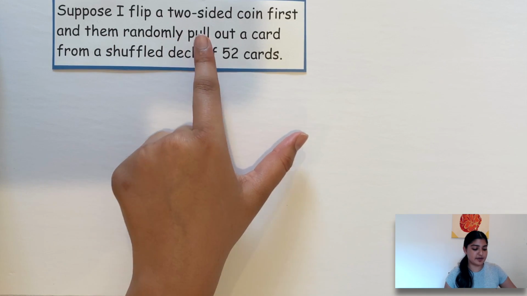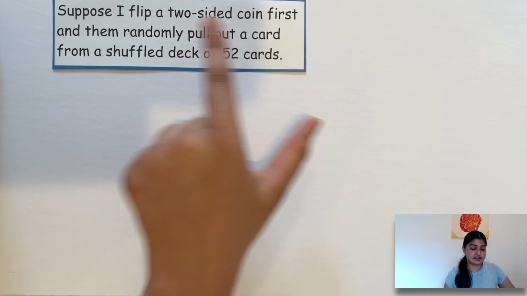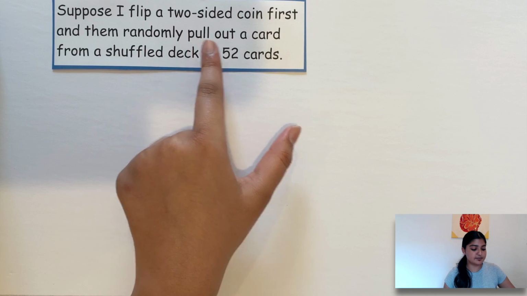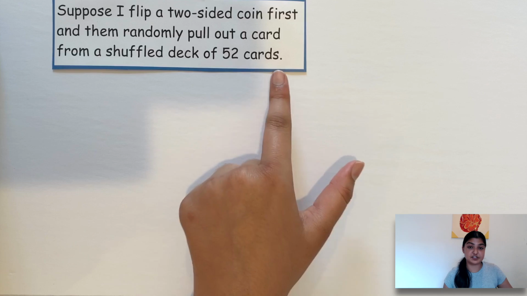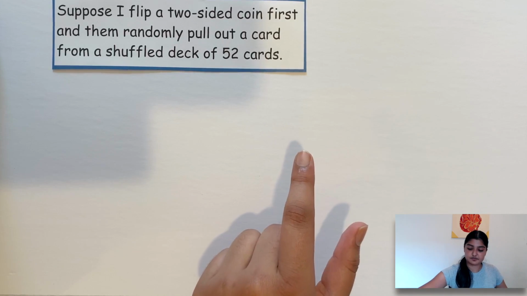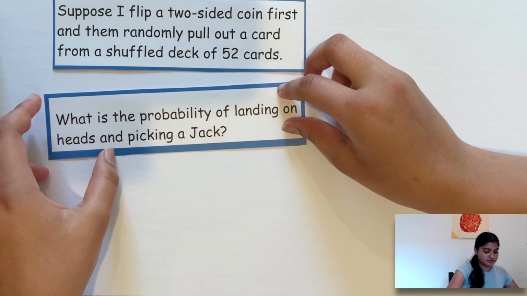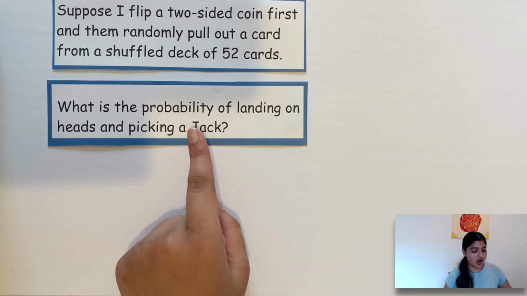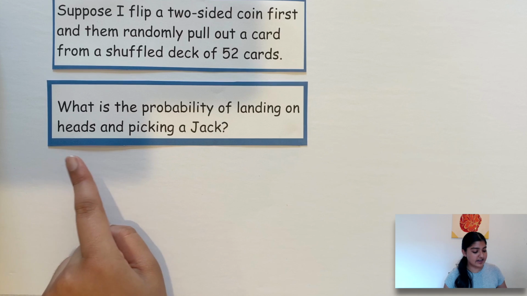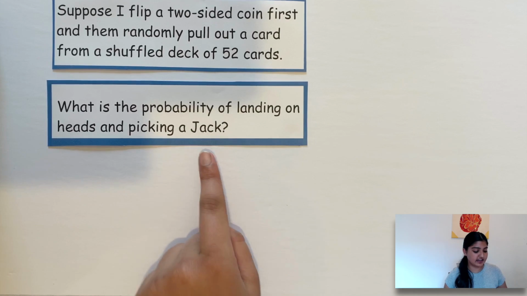Suppose I flip a 2-sided coin first, and then randomly pull out a card from a shuffled deck of 52 cards. What is the probability of landing on heads and picking a jack?